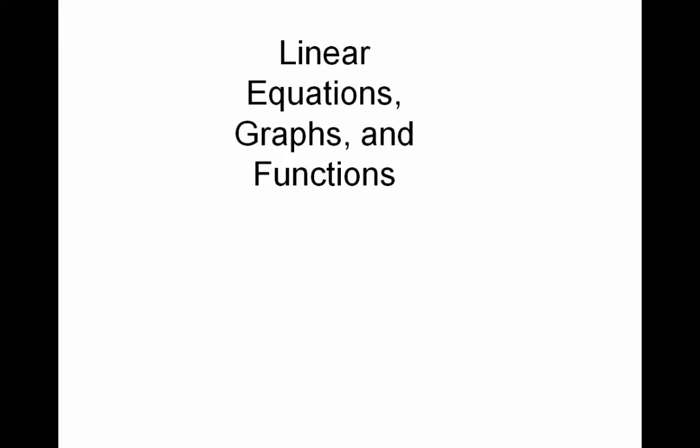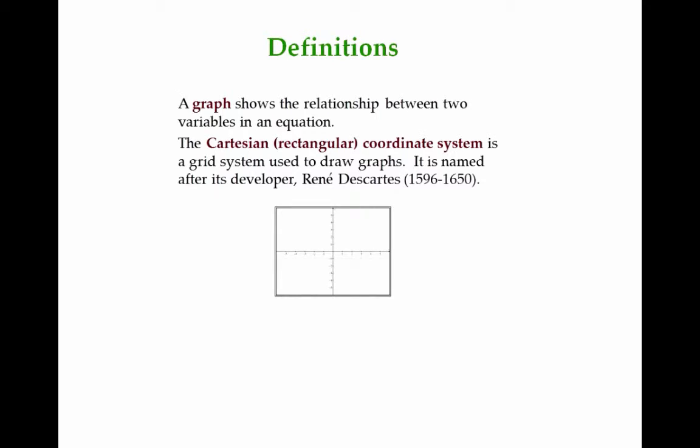Okay, we're going to talk about linear equations, graphs, and functions. Let's take a look at some definitions. This graph that you see here is a relationship between two variables in an equation. So we use this x-axis, and here would be the y-axis. This is called the Cartesian or rectangular coordinate system.